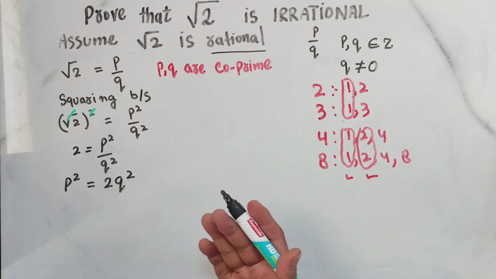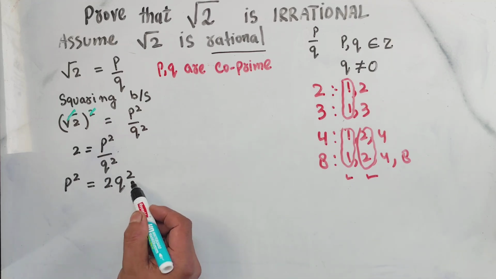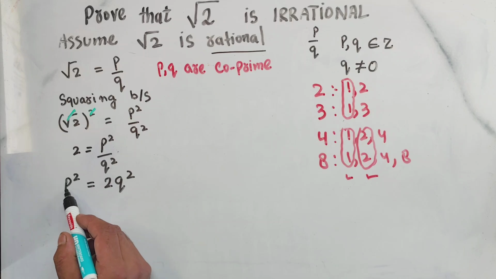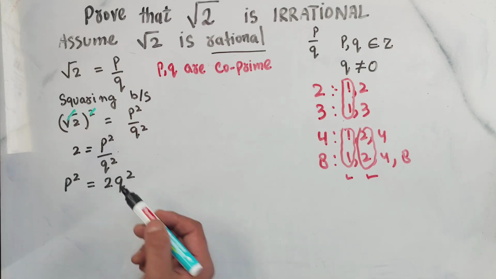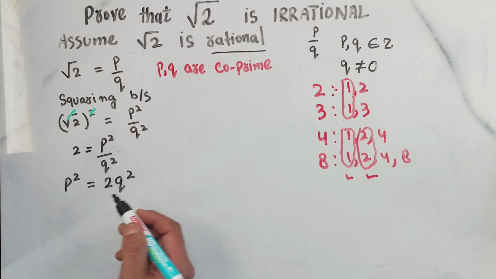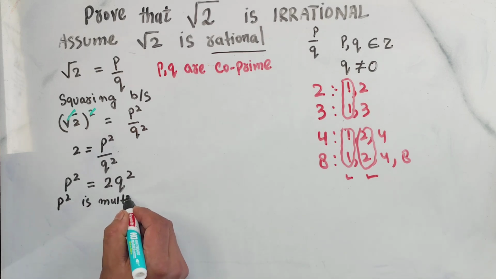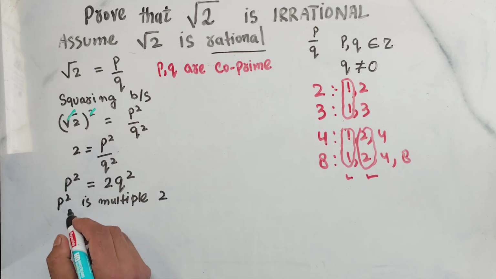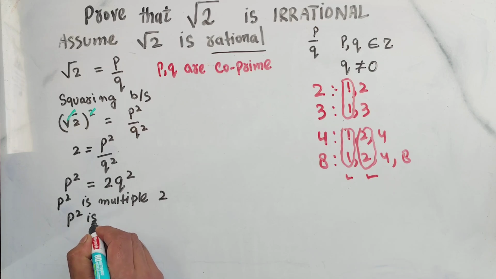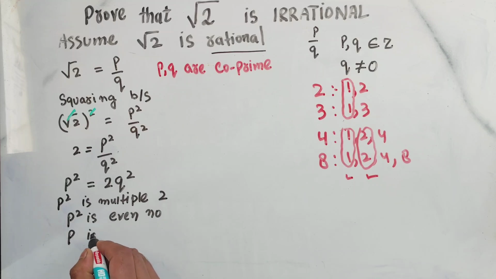Now what does this mean here? It tells us that p square is a multiple of 2. Okay, so here p square is a multiple of 2 because we have 2 times q square. Now if p square is a multiple of 2, that means p square is an even number. If p square is an even number, that means p is an even number.